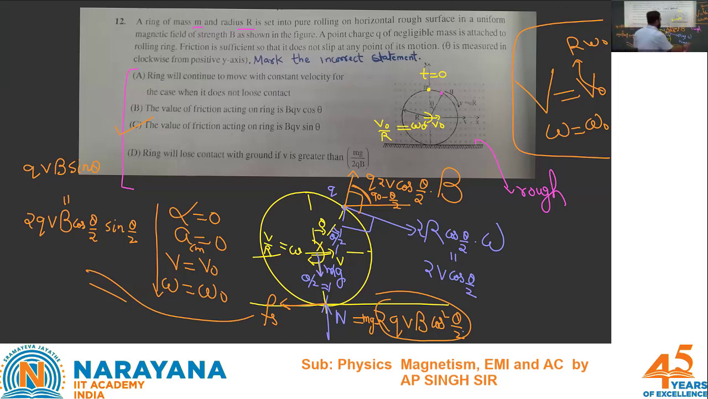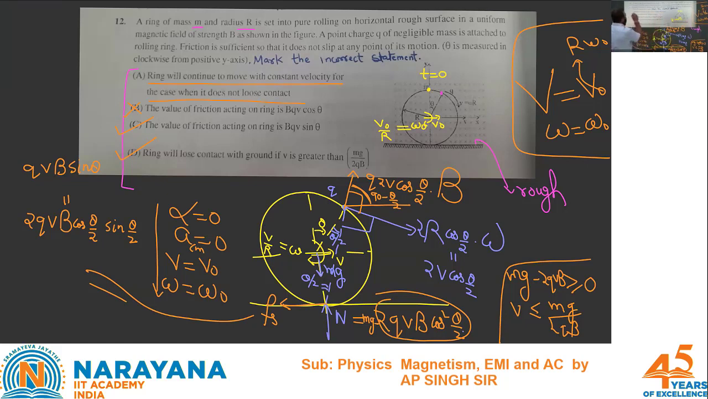So we need to ensure that the least normal reaction is greater than zero, and least normal reaction is mg minus 2qvB. So you understand that V should be less than or equal to mg upon 2qB. If it is greater, it will lose contact. B is obviously wrong. A, the ring will continue to move with constant velocity for the case when it does not lose contact. So A, C, and D are the options.